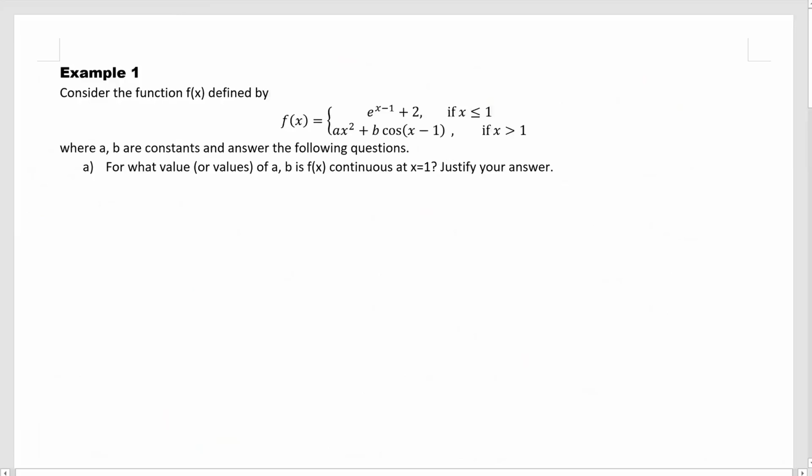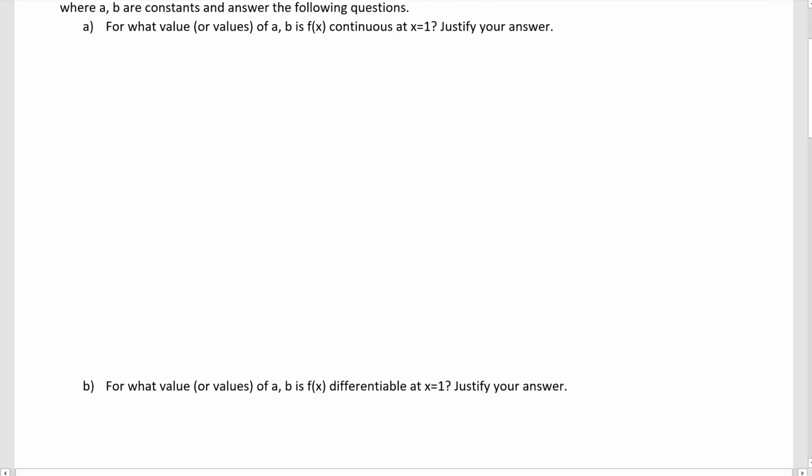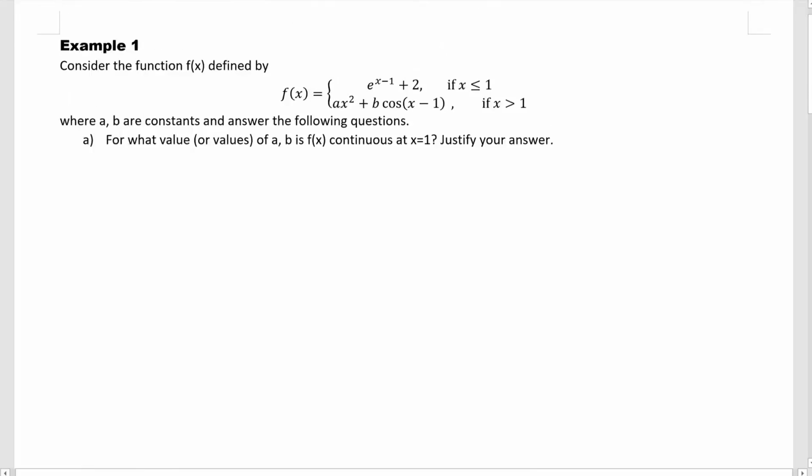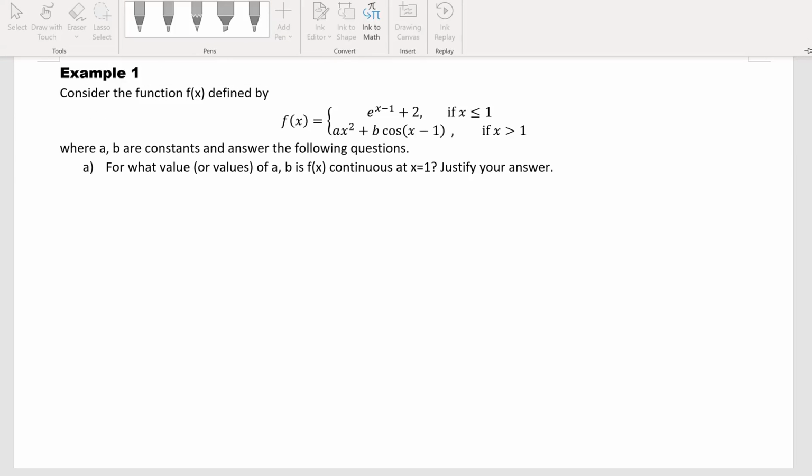So let's do this kind of exercise. You're given a piecewise function. We want to find the parameters such that part A, the function is continuous. Part B, the function is differentiable. Okay, we didn't do many of these examples. So let's do more here.